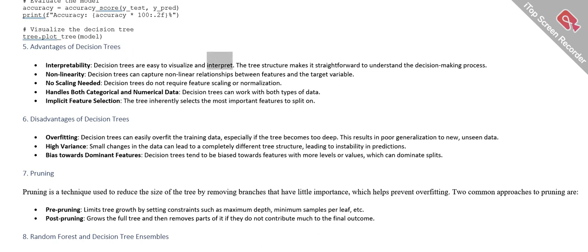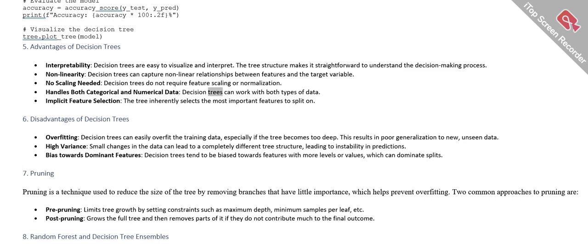Interpretability. Decision trees are easy to visualize and interpret. The tree structure makes it straightforward to understand the decision-making process. Nonlinearity. Decision trees can capture nonlinear relationships between features and the target variable. No scaling needed. Decision trees do not require feature scaling or normalization.